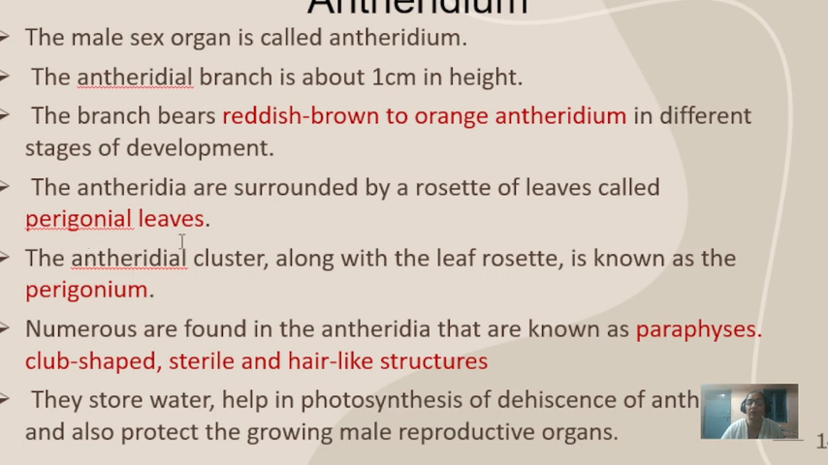The antheridia are surrounded by a rosette of leaves called perigonial leaves. The antheridial clusters along with the leaf rosette are known as the perigonium. Numerous antheridia are found, and hair-like structures are found among them, known as the paraphyses. They store water, help in dehiscence of antheridia, and protect the growing male reproductive organs.